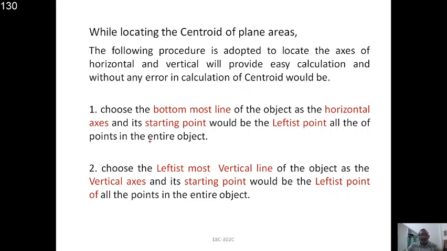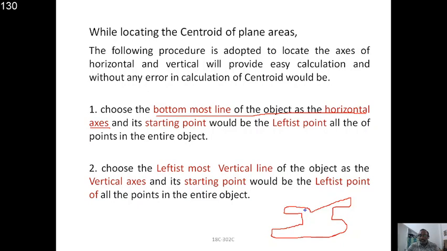For the location of the centroid, if my object is like this, it can be of any shape, right? It is an object now. So choose the bottommost line of the object for the horizontal axis. Now I am drawing the reference axes. For the horizontal axis, he is suggesting to choose the bottommost horizontal line.